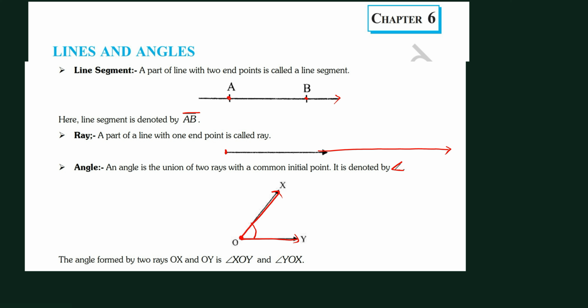So an angle is a union of two rays with a common initial point, and it is denoted by a letter, that is an L shape. The angle formed by the two rays OX and OY, we can read like this: angle XOY or angle YOX. Either way you can read it. The angle is formed at O.